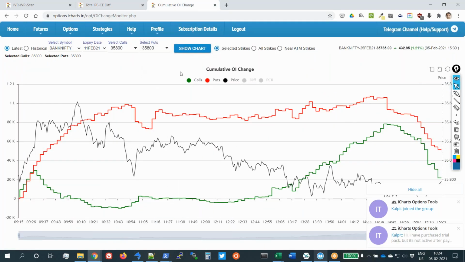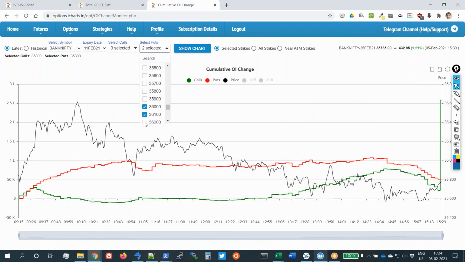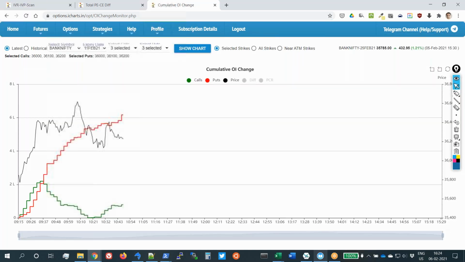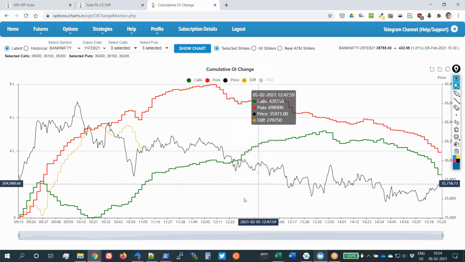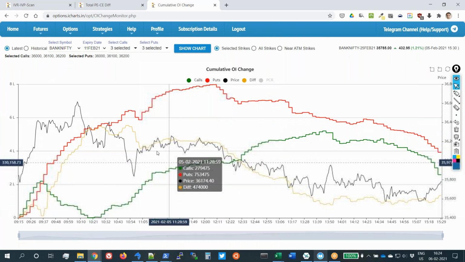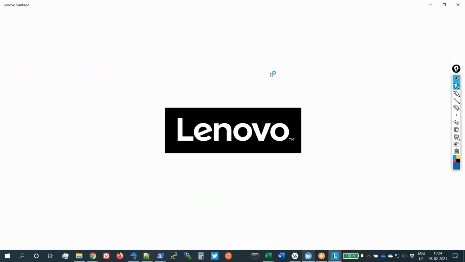So if you are using selected strikes, then you can keep around 36.1, whatever is there, and open it. This is one way. This would give some idea, but still this is not clear according to me. I mean, fine, this has turned over here. Diff would again give you clear indications.